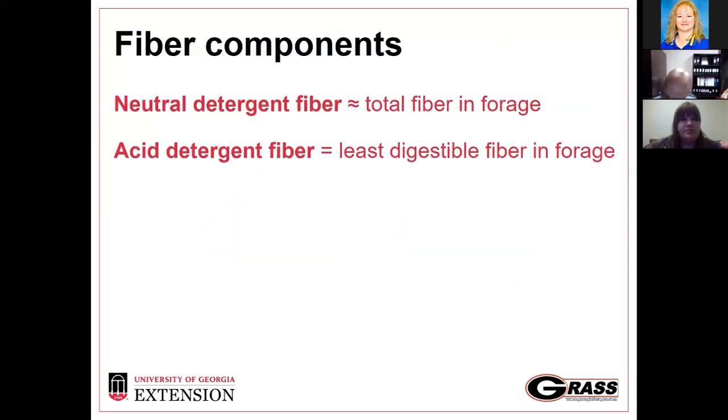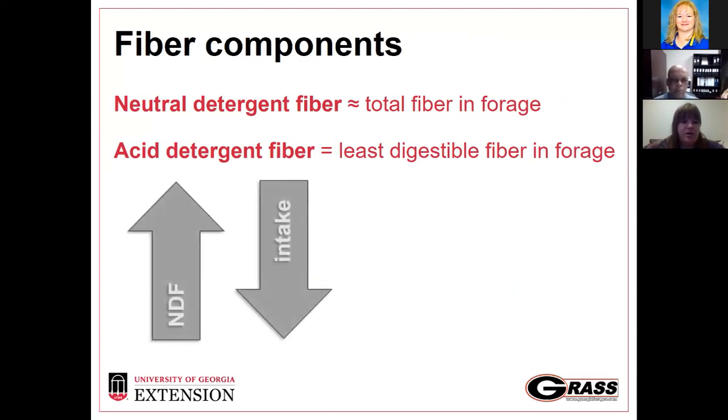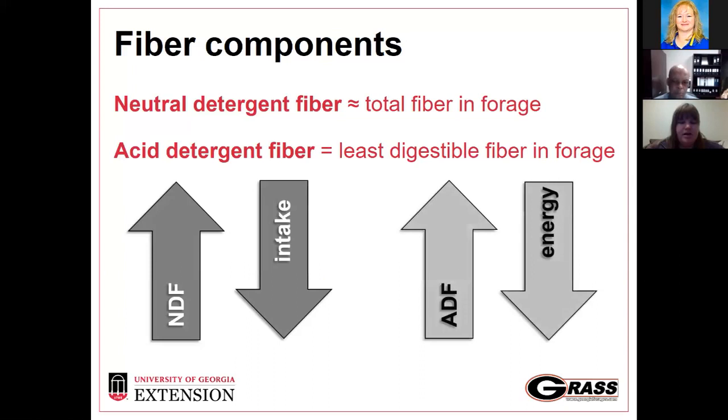You may also see different fiber components. Two of the most common that we're going to see on there are neutral detergent fiber and acid detergent fiber. Neutral detergent fiber is roughly estimated to be the total fiber in the forage, whereas the acid detergent fiber is the least digestible fiber in that forage. So ideally, we want these to be as low as possible. As our NDF is going up, intake tends to go down. Likewise with ADF, as ADF goes up, our energy is coming down.